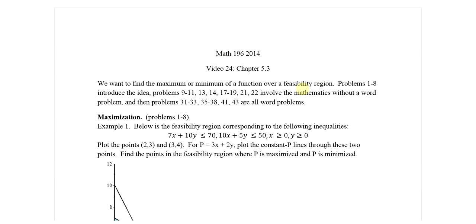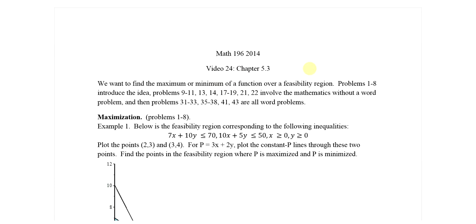So in 5.1 and 5.2, we figured out how to draw feasibility regions. In 5.3, we want to find the maximum or minimum of something, usually profit. And as we've pointed out in section 5.2, the maximum or minimum will always occur at a corner point.